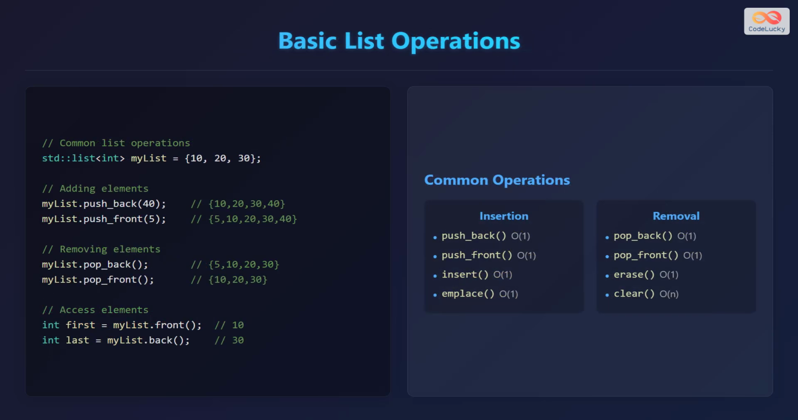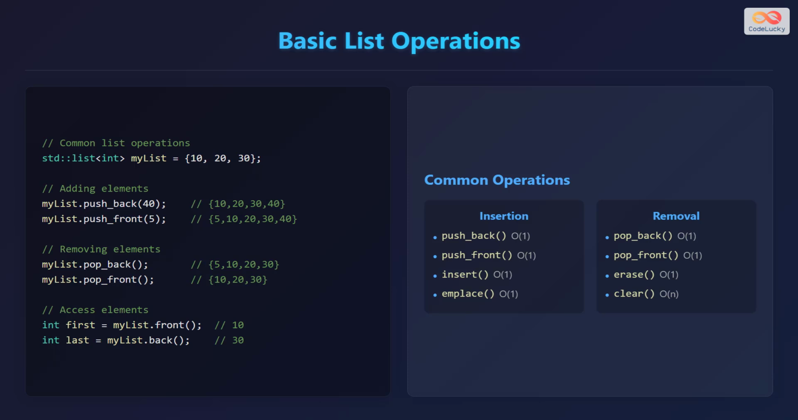Let's discuss some common list operations. Here's a std::list of integers called mylist, initialized with the values 10, 20, and 30. To add elements to the end of the list, we use the push_back function like so: mylist.push_back(40), resulting in the list containing 10, 20, 30, and 40.